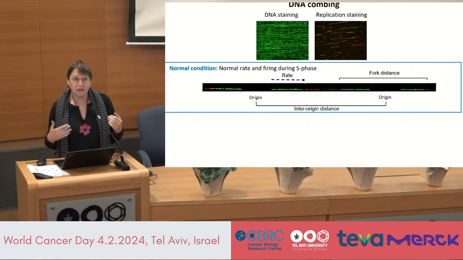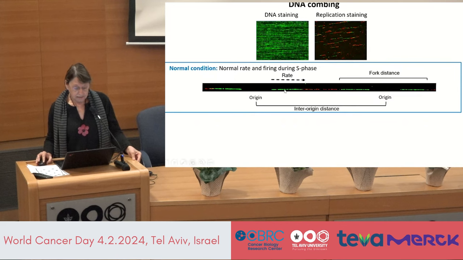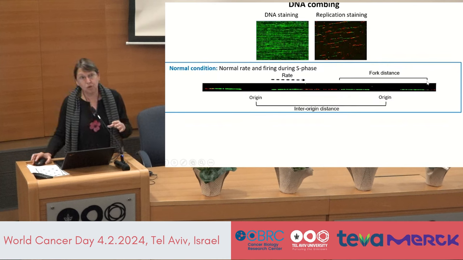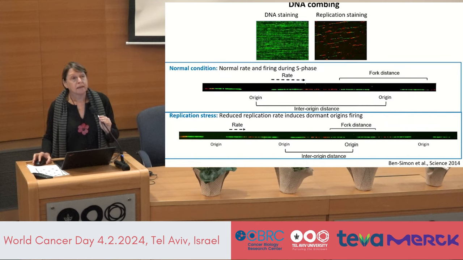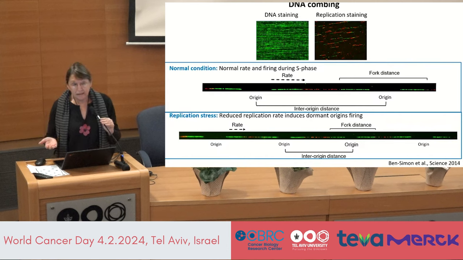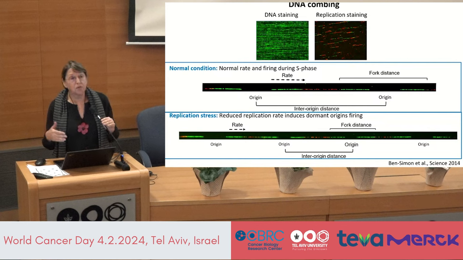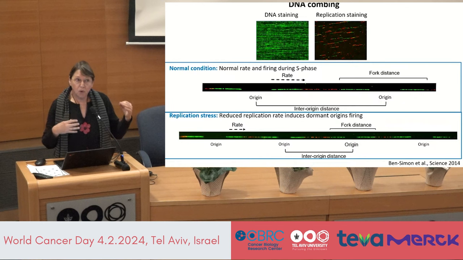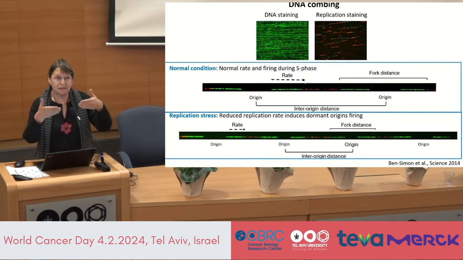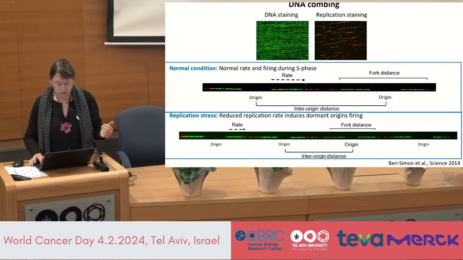We can use this technology to measure the dynamics of replication. We can measure and calculate the rate of progression of the replication fork, and we can get an idea about origin firing. It is known that if replication is perturbed, a classical replication stress will result in slow replication fork movement and activation of more origins, trying to compensate for the slow replication. There are other criteria that we are using, but I will mention these two. If we see a slow rate and more origins, which means that the distance between adjacent origins is decreased, then this is a sign of replication stress.